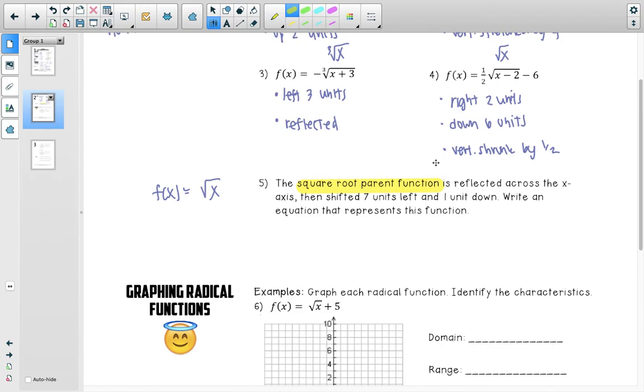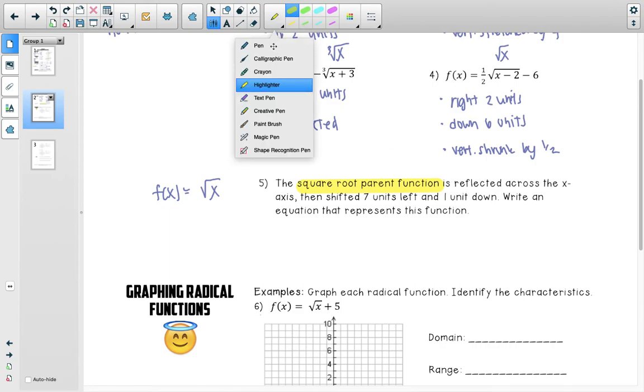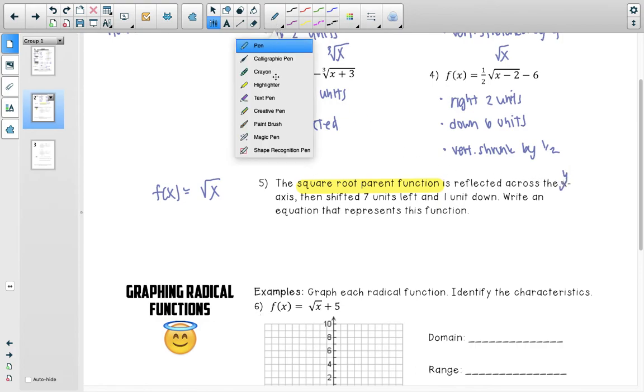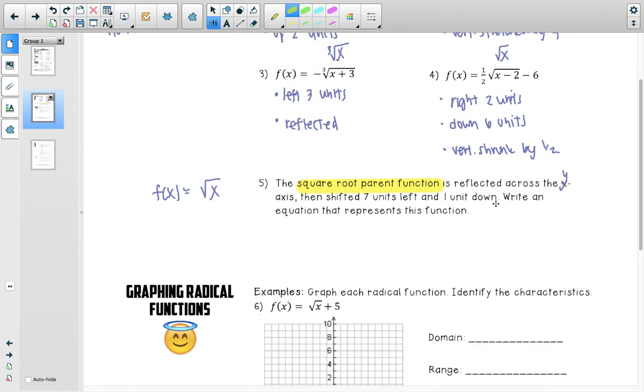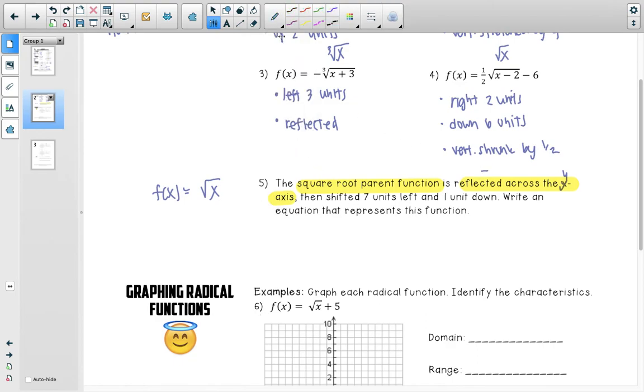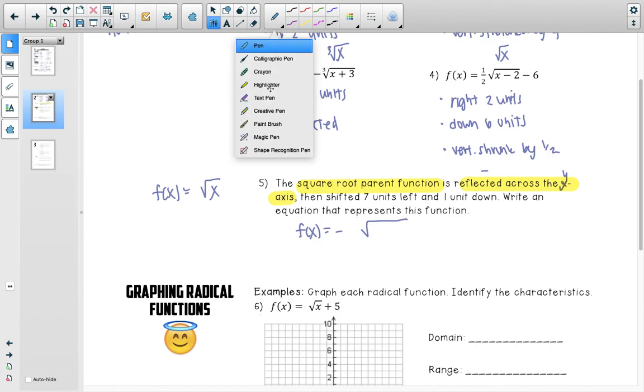It's reflected over the y-axis. We're not going to change that, it's just too much work. It's reflected over or across the y-axis. So what does that do? Well, that makes you have a negative out in front. So I'm just going to put a negative symbol to keep that in mind. Negative and then square root. We don't know what it's going to look like, so I'm just going to leave room to write. Okay, so that's taken care of.